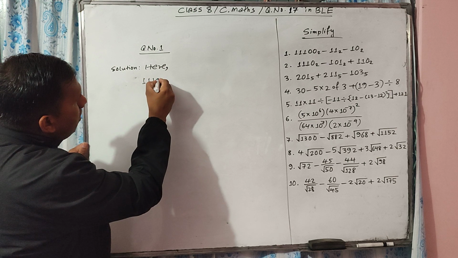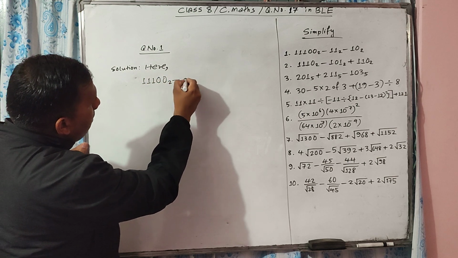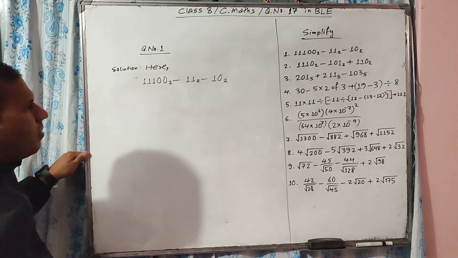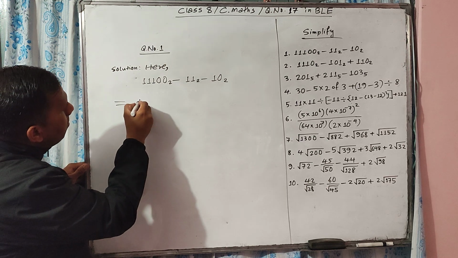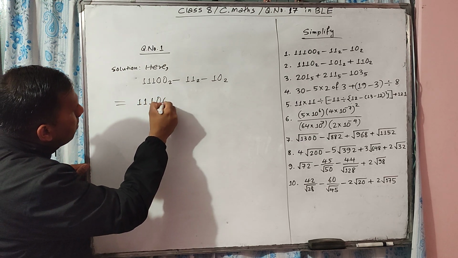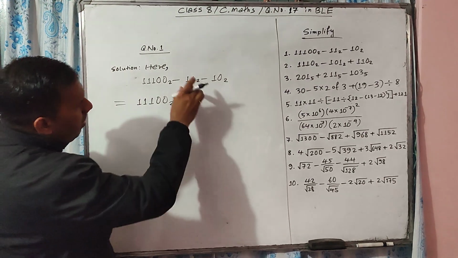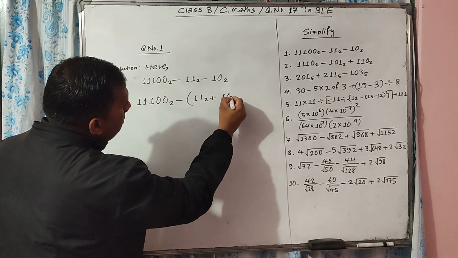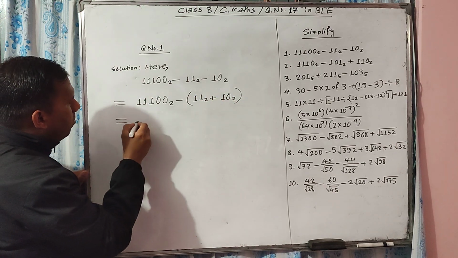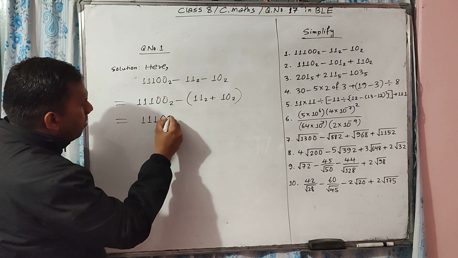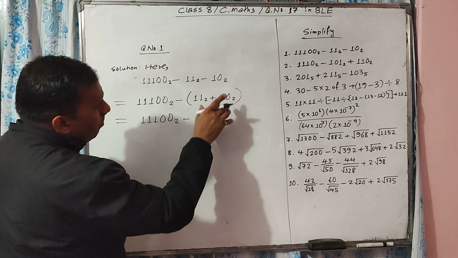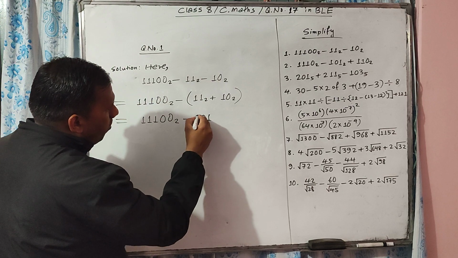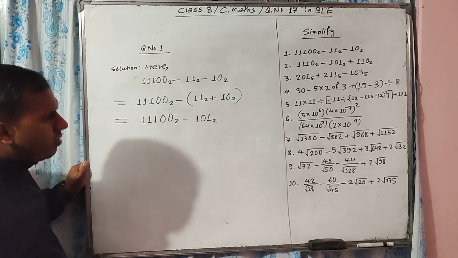(11100)₂ − (11)₂ − (10)₂. We have to simplify it. This equals (11100)₂ minus, taking the minus common from the second and third numbers, ((11)₂ + (10)₂). Adding the two numbers: 1 plus 0 is 1, 1 plus 1 is 10, carry over 1. So (101)₂.